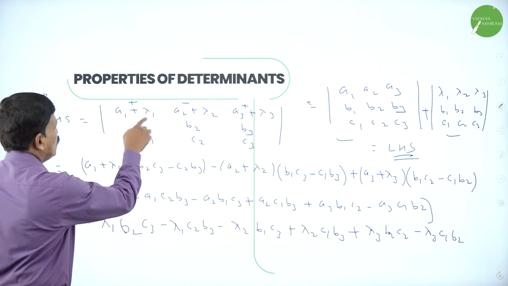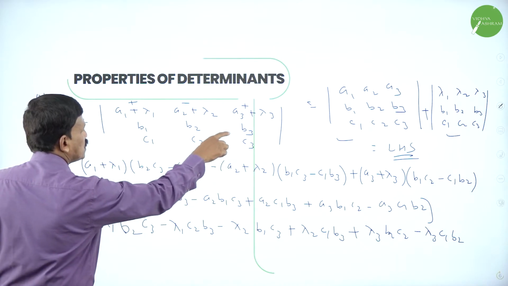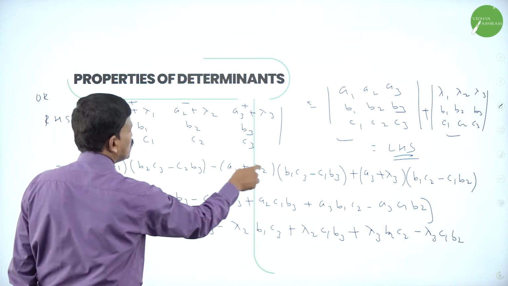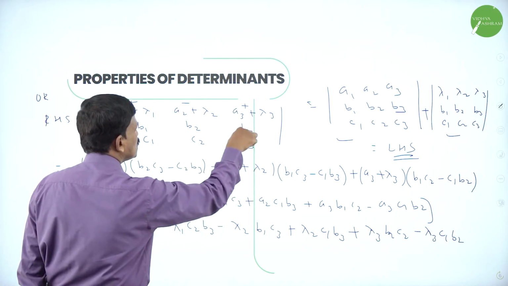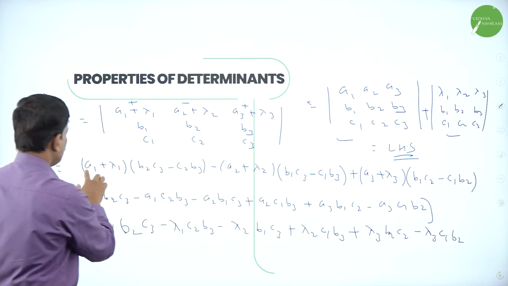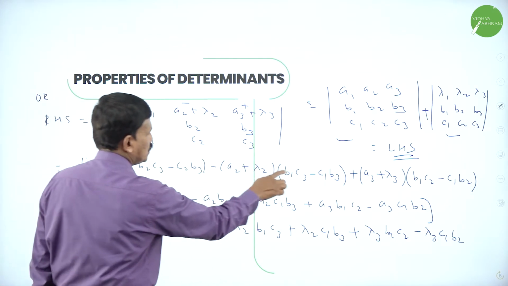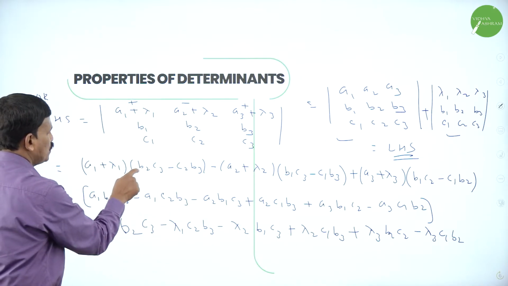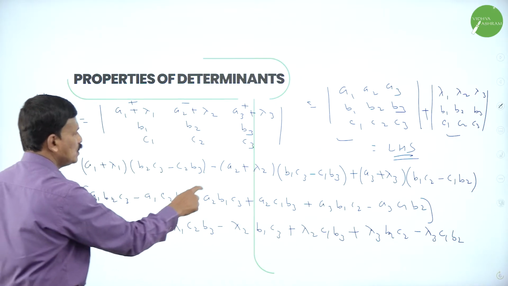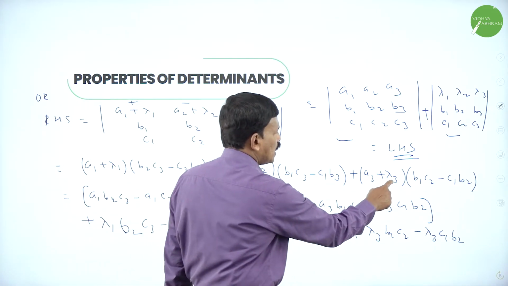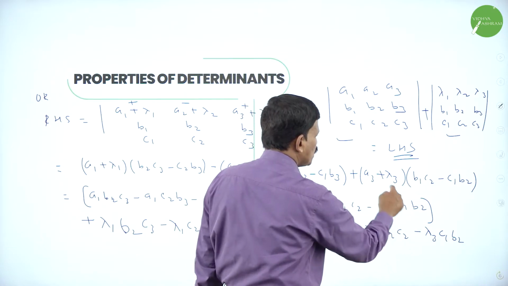So, A1 plus lambda 1 into B2 C3 minus C2 B3, minus A2 plus lambda 2 into, this is gone, B1 C3 minus C1 B3, plus A3 plus lambda 3 into, this is gone, B1 C2. So, multiply with A1 first, A1 into this, A2 into this, A3 into that. Again take lambda 1 into B2 C3 minus C2 B3. Again lambda 2 into B1 C3 minus lambda 2 into C1 B3. Lambda 3 into B1 C2 minus lambda 3 into.